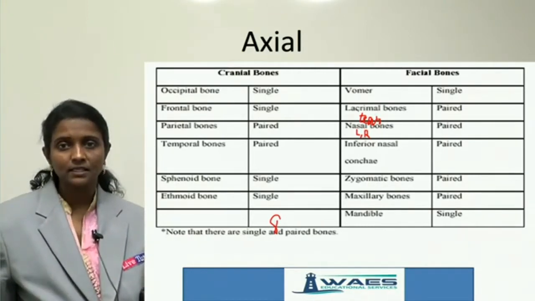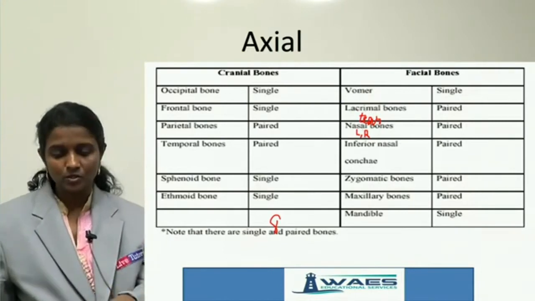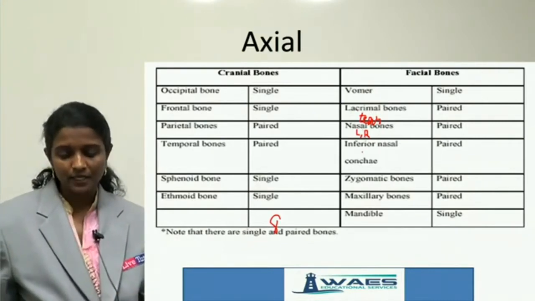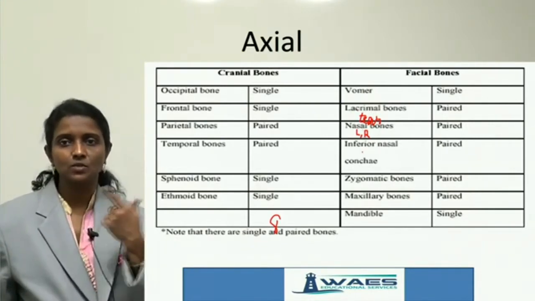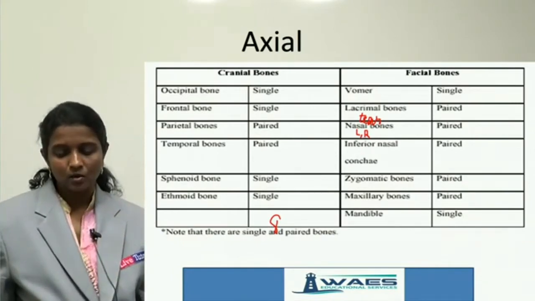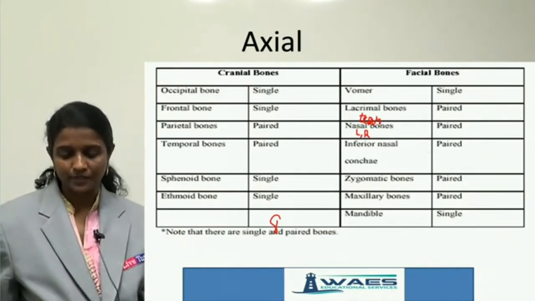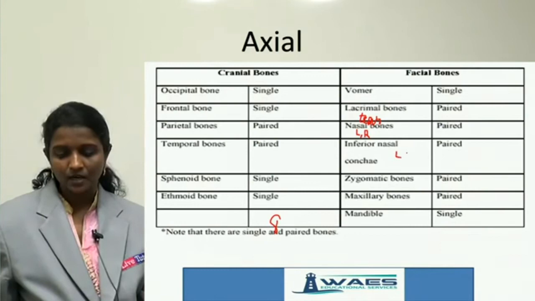So the lacrimal, I said, is near the tears. Then we will come to the vomer later. Then the inferior nasal concha. The inferior nasal concha is the one which is inside the nostrils. It is a paired bone, left and right, so definitely they are two in number, totally two.